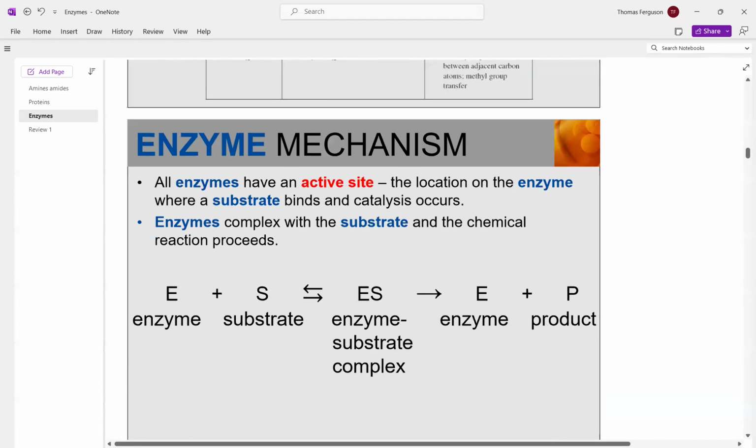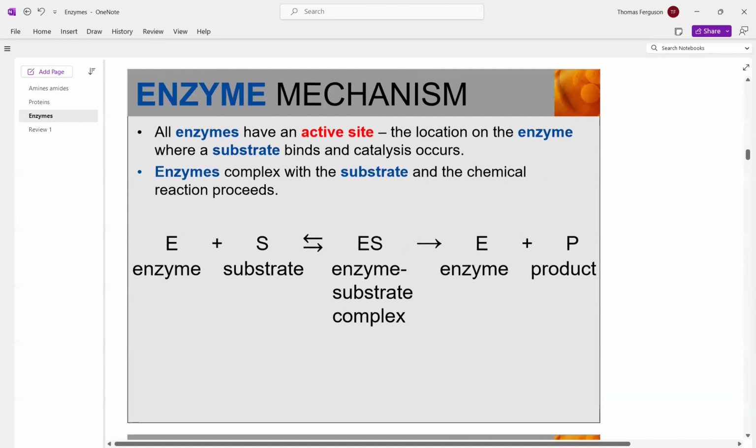Now, in biochemistry, we don't call the reaction the same thing. Instead of reactants and products, we call them substrates and products. So we have a substrate, we have an activated complex called the enzyme-substrate complex, and then we have products. And notice the enzyme is regenerated. Start with the enzyme, end with the enzyme. Okay, so we have substrate and product, all facilitated by an enzyme.